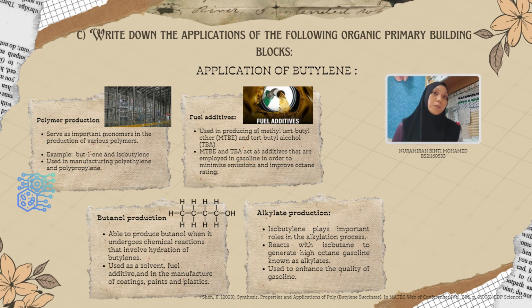Fuel additive is used in producing methyl tertiary butyl ether, known as MTBE, and tertiary butyl alcohol, known as TBA. These MTBE and TBA act as additives that are employed in gasoline in order to minimize the emission and improve the octane rating. Lastly, for alkylate production, isobutane plays an important role in the alkylation process, whereby it will react with isobutene to generate high octane gasoline known as alkylate. It is used to enhance the quality of gasoline.